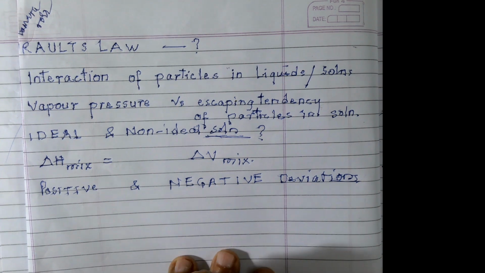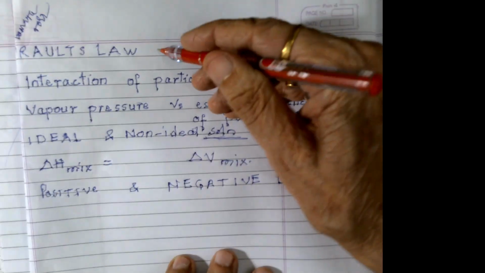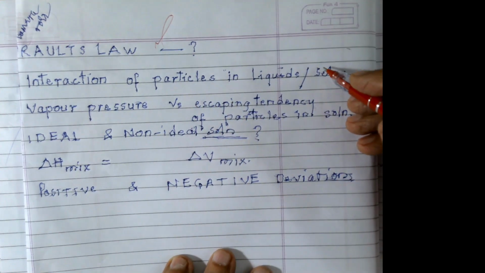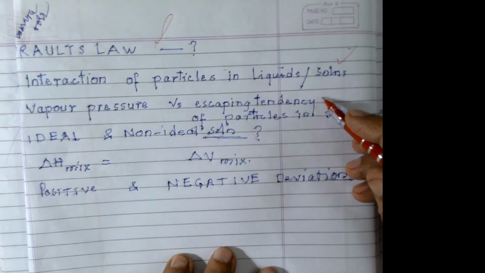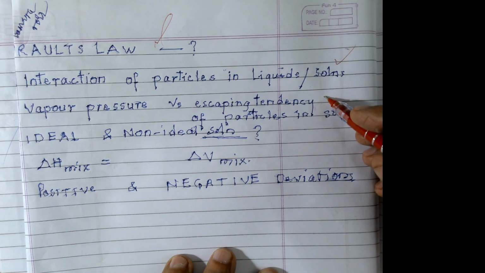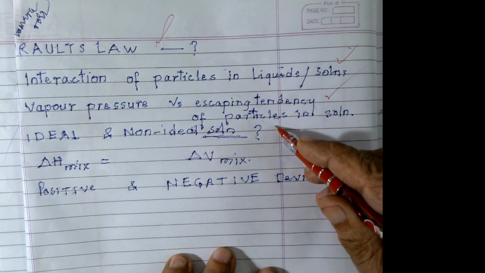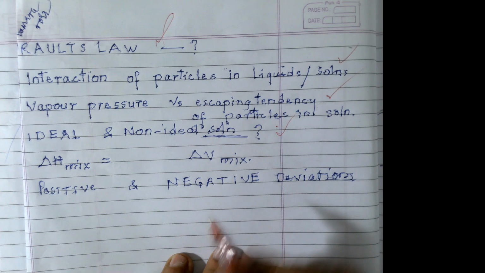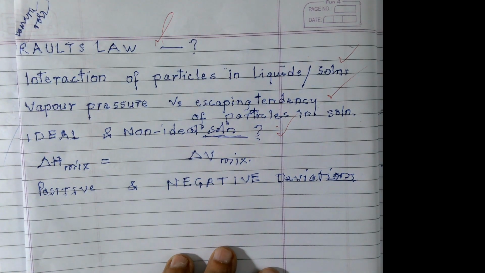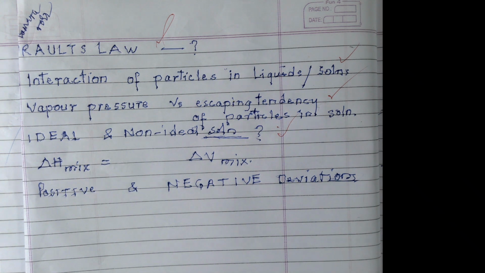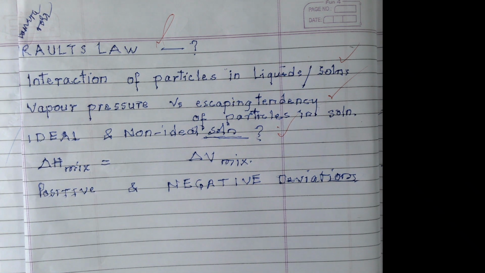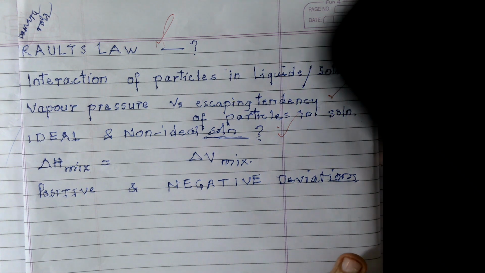Today I would like to summarize again Raoult's law, interaction of particles in liquid solutions, and vapor pressure versus escaping tendency, and also the ideal and non-ideal solutions, delta H mixing and delta V mixing, positive and negative deviation. Even though we have discussed all these earlier, a quick revision is necessary.